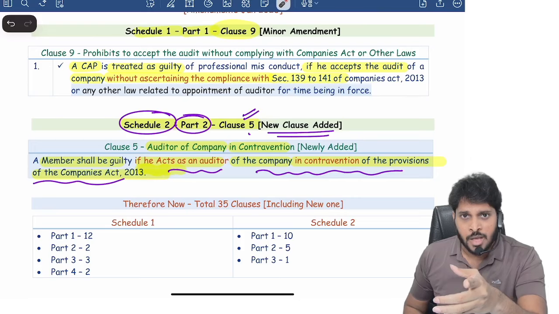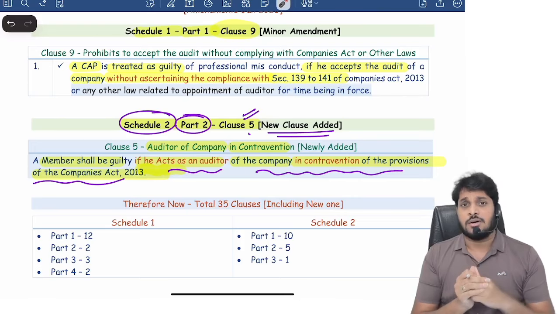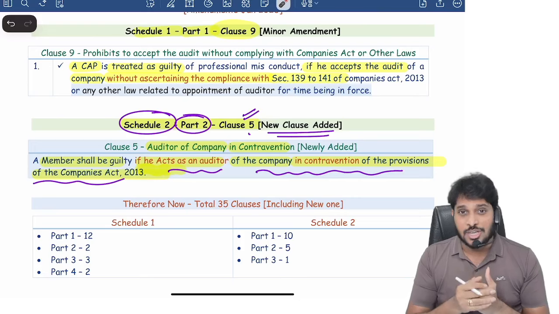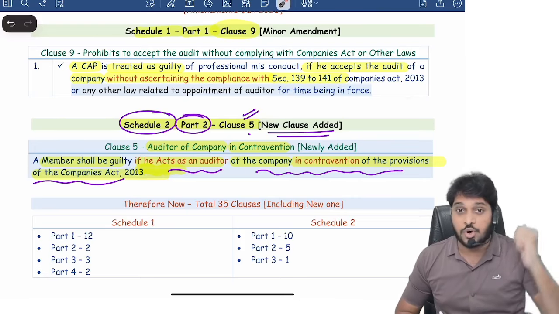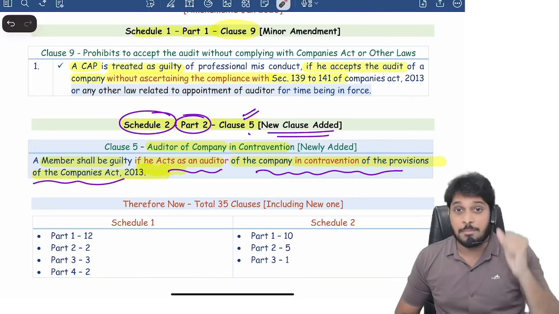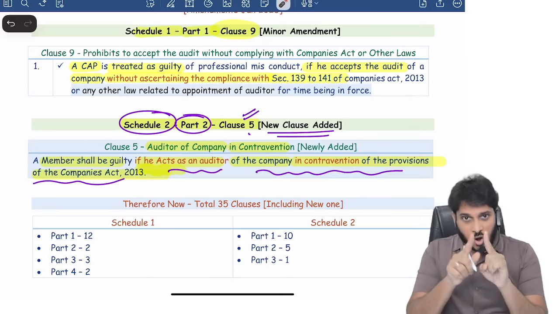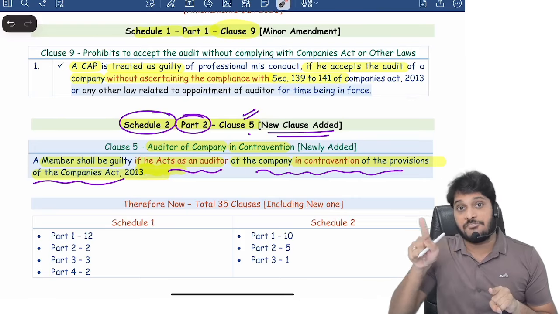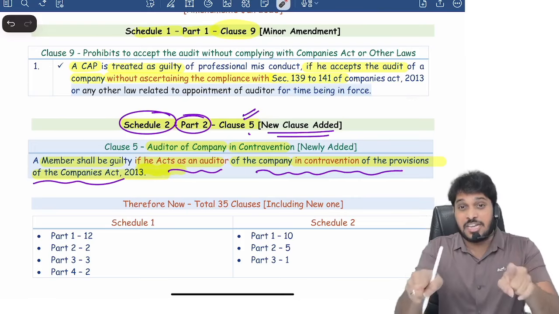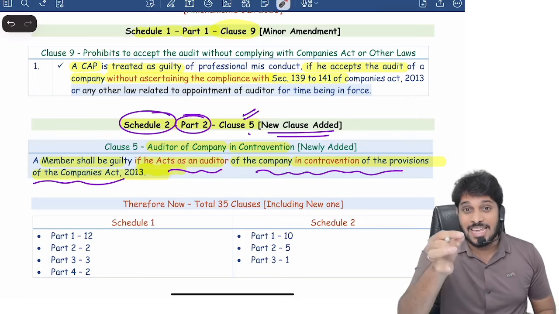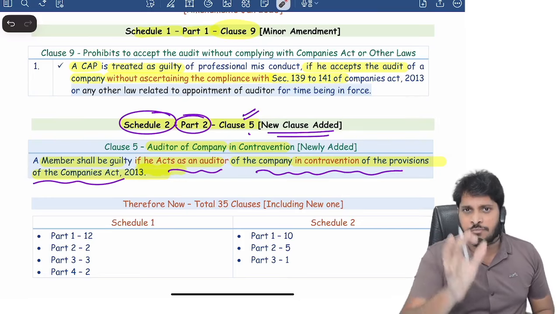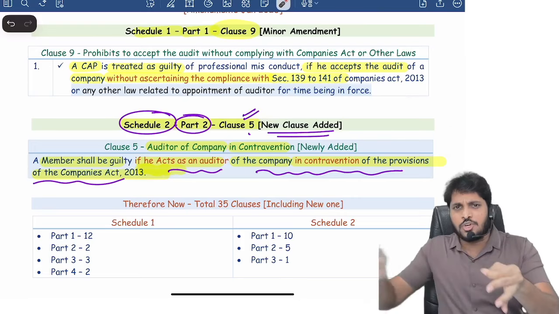For example, in CA Inter, Company Law, Audit and Auditors chapter, or if you're an old scheme student of CA Inter Audit, in the company audit chapter, you might have learned that if an auditor, after being validly appointed, is affected by a disqualification, he shall be deemed to have vacated the office. Yes or no? The auditor is deemed to have vacated.